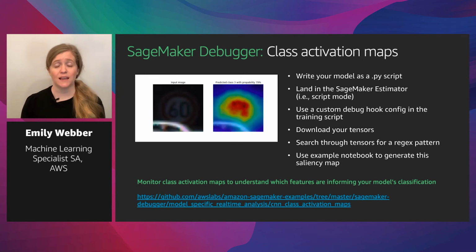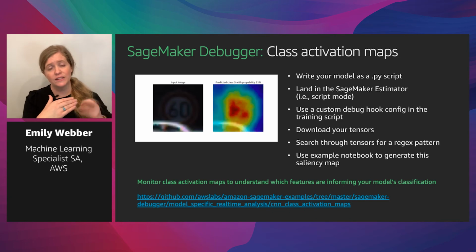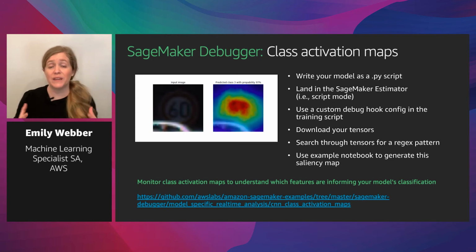So what's happening is that we're running a training job, we're downloading those tensors, and then the tensors we can plug into this nice visual. And the visual is letting us analyze how the features are being activated.